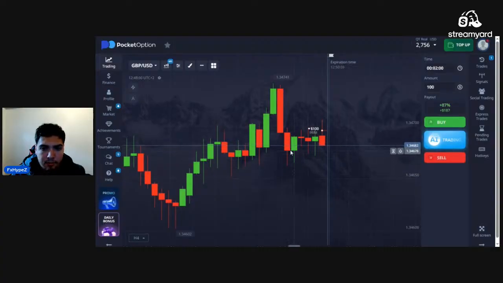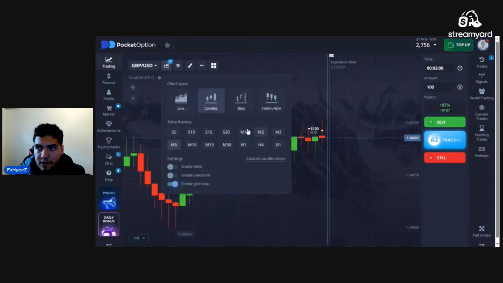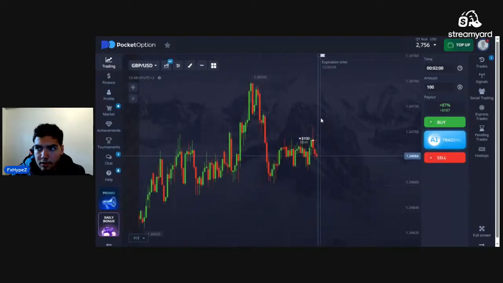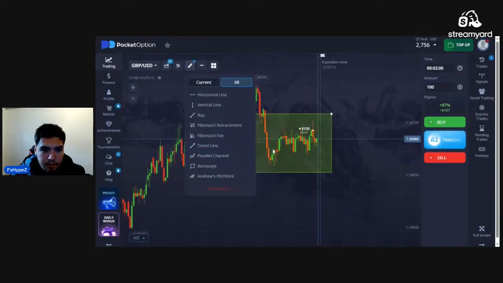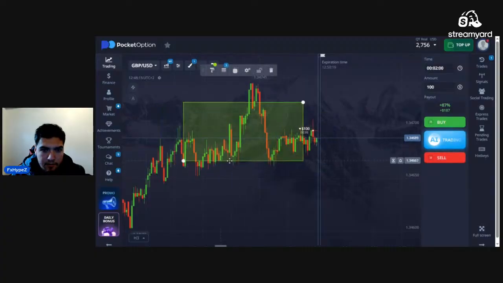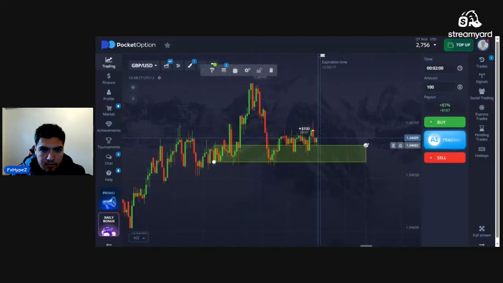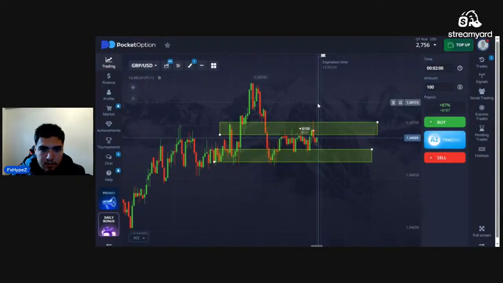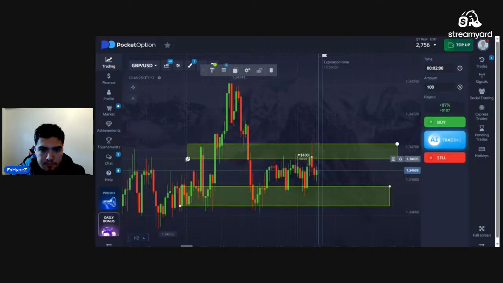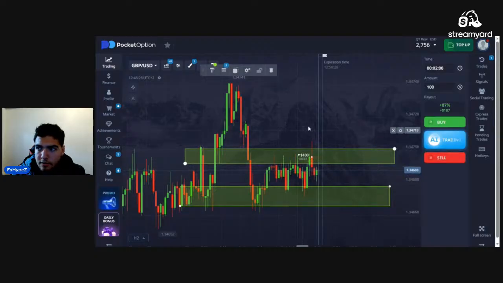But I do feel that price will probably continue to bounce in and around the support and resistance that we have here. We'll just go and mark it up, show you guys what I'm talking about. We have clear support down here, and then up here we have resistance. Support and resistance.